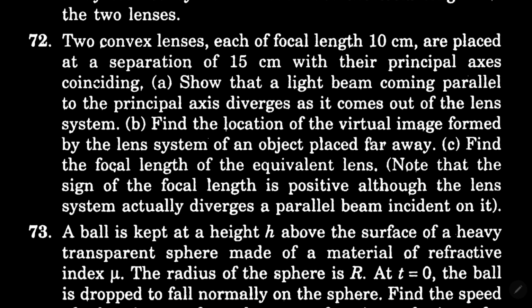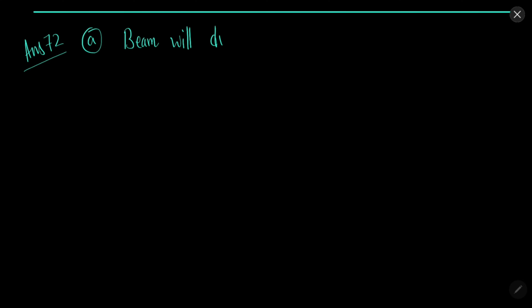Question 72, we have two convex lenses. Show that light beam coming parallel to principal axis diverges as it comes out of the lens system. Also find location of virtual image formed by lens system and find the focal length of equivalent lens. Solution 72. A part. Beam will diverge after coming out of two convex lens system.